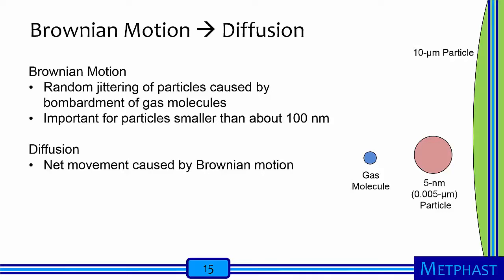Now we will consider Brownian motion, which leads to diffusion. So far we've been discussing large particles like the green 10 micrometer particle shown on the right-hand side of the slide. Very different forces are important for small particles that approach the size of gas molecules, like the red 5 nanometer particle shown in the slide. These particles randomly jitter because of the bombardment of gas molecules. This movement is called Brownian motion and is important for particles smaller than about 100 nanometers. Brownian motion leads to diffusion, which is the net movement of particles away from where they started.